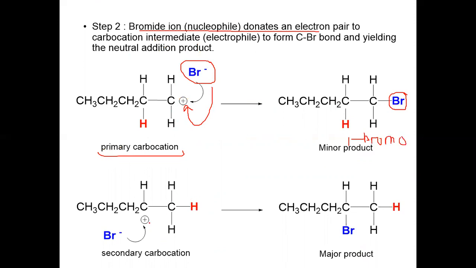Tapi katakanlah secondary carbocation ion, bromo akan masuk kat situ. So ni akan jadi final product, dia akan jadi 2 bromo. So kita dah tahu this is secondary carbocation ion is much more reactive compared to the primary. So secondary carbocation ion akan convert menjadi major product.